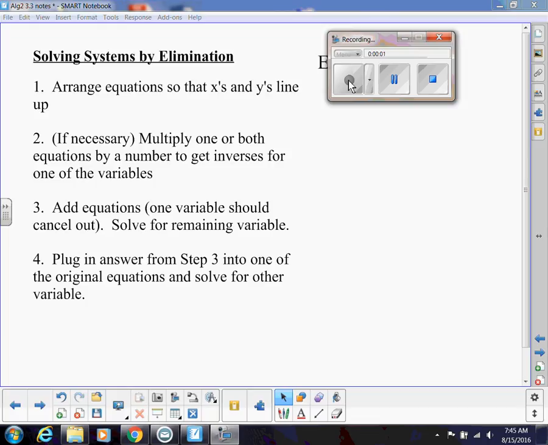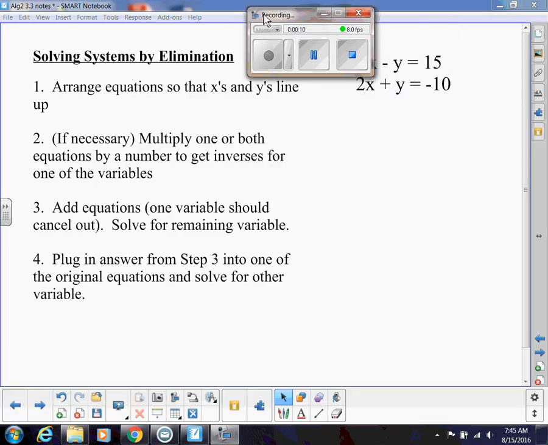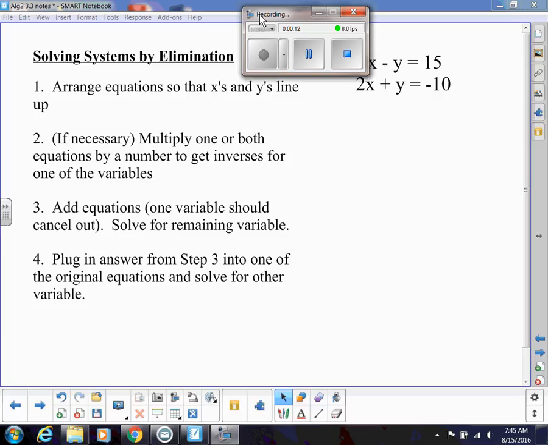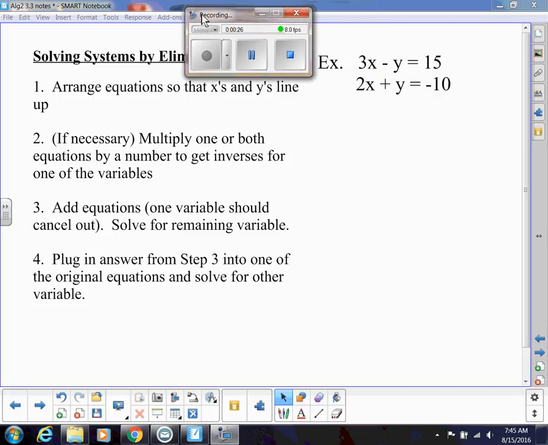All right, continuing our systems of equations review, in this video we're going to talk about the elimination method, also called linear combinations method. I like calling it elimination because it sounds like what you're going to do. Our goal is to eliminate one of the variables from the system. Our first step is to arrange the equations so that the x's and y's line up. In this example, you see how the x's and the y's are lined up in the system.